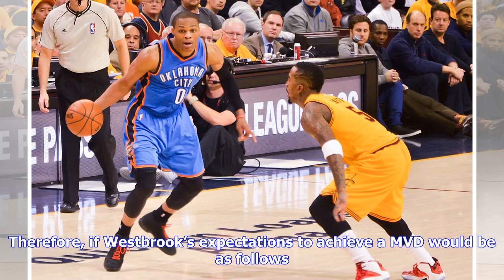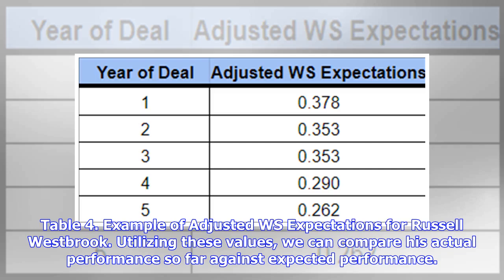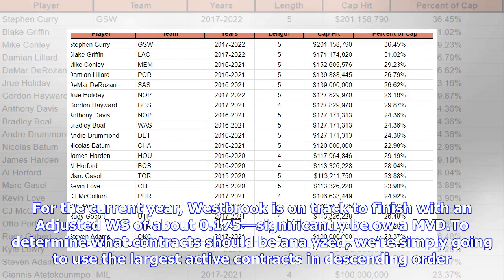Therefore, Westbrook's expectations to achieve a MVD would be as follows. Table 4. Example of adjusted WS expectations for Russell Westbrook. Utilizing these values, we can compare his actual performance so far against expected performance. For the current year, Westbrook is on track to finish with an adjusted WS of about 0.175, significantly below a MVD. To determine what contracts should be analyzed, we're simply going to use the largest active contracts in descending order.